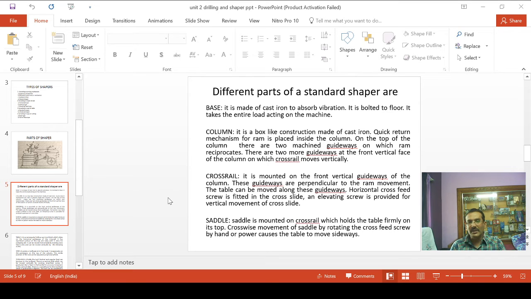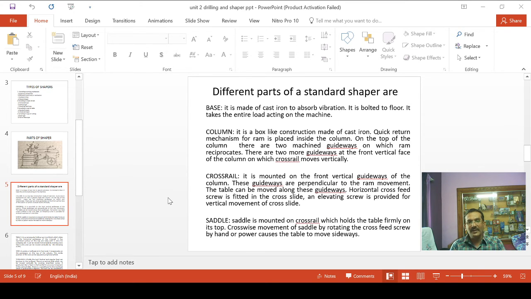Second one is the column, a box-like structure made of cast iron. The quick return mechanism for the ram is placed inside the column. That means a special mechanism is employed to get the ram movements. On the top of the column there are two machined guideways on which the ram reciprocates. There are two more guideways at the front vertical face of the column on which the cross rail moves vertically.